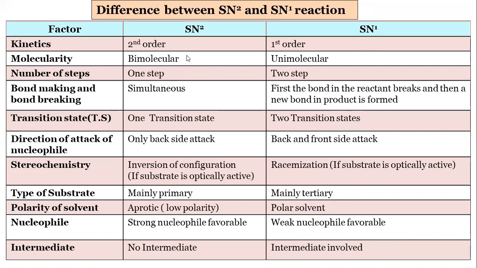Polarity, as I just explained: aprotic solvents favor the SN2 reaction, and polar solvents favor the SN1 reaction. Nucleophile: a strong nucleophile is favorable in SN2, and in the SN1 reaction a weak nucleophile is favorable, because the nucleophile doesn't affect the SN1 reaction; the role of the nucleophile is in the second step. And in SN2 reactions, if the nucleophile is strong, it reacts faster. Intermediate: there is no intermediate in the SN2 reaction, and in SN1 an intermediate is involved. Which intermediate is involved here? The carbocation is involved in this reaction. So these are some factors. At the time of the board exam, we only have to write any four differences. So go through it.